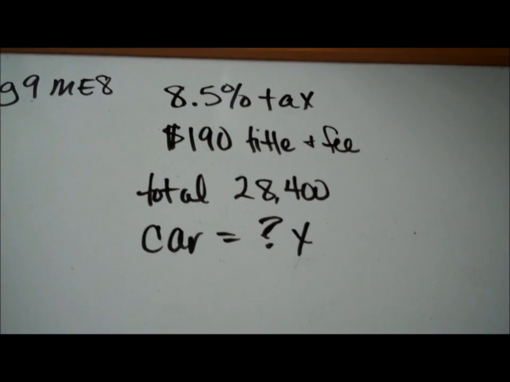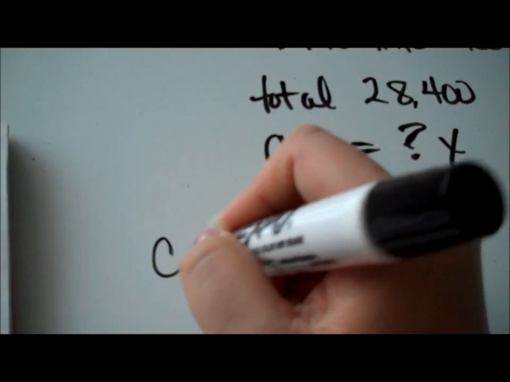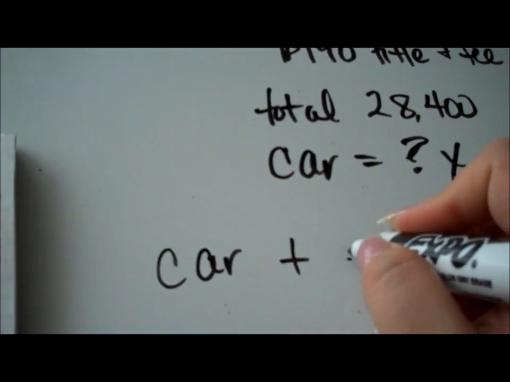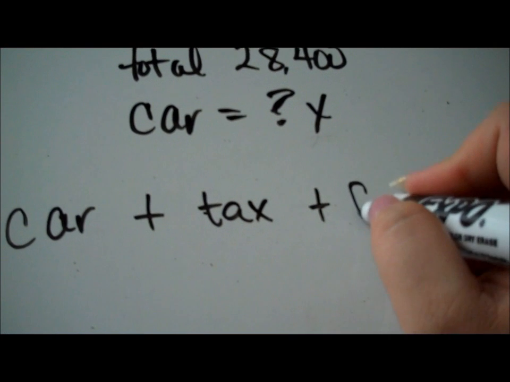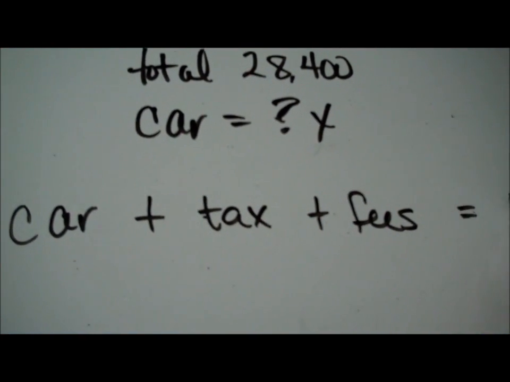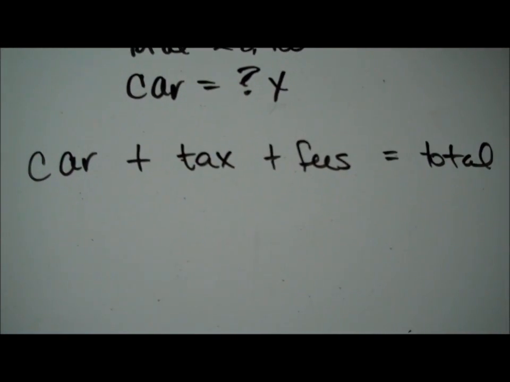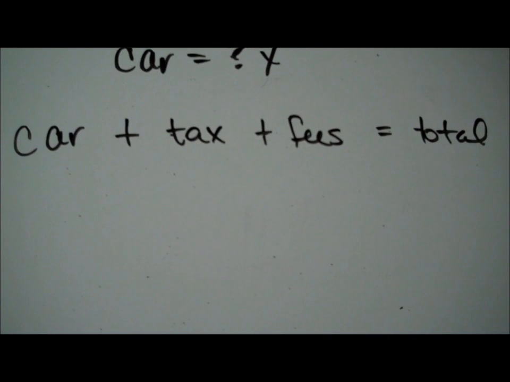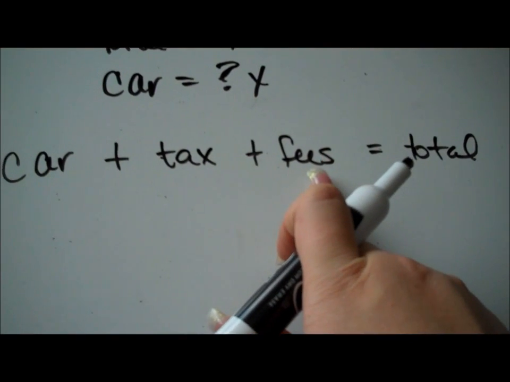So with all this, we need to come up with an equation. So we know that we have to pay for the car. We have to pay for tax on the car. And then plus we have other fees that we have to pay for. And that is going to give us our total amount. Okay? This is what I mean by just write an equation. You know you have to pay for the car, the tax, and the fees.